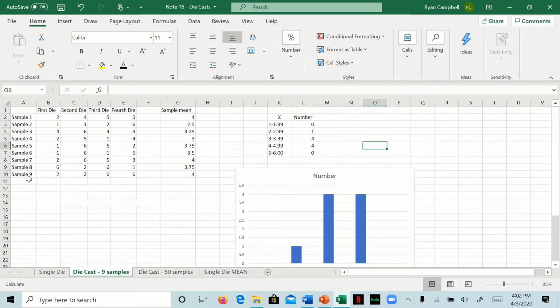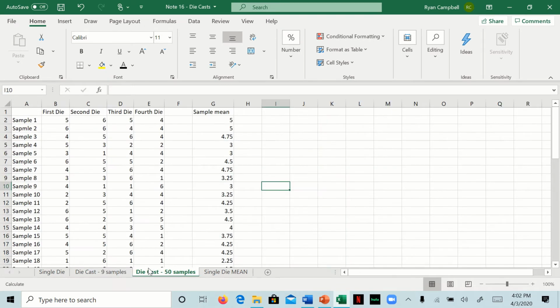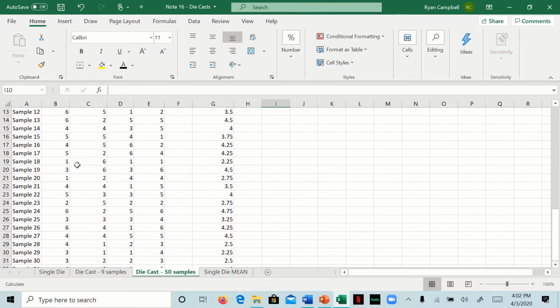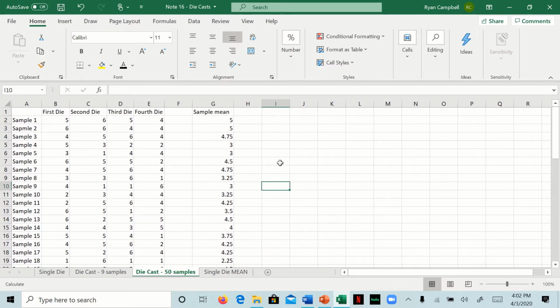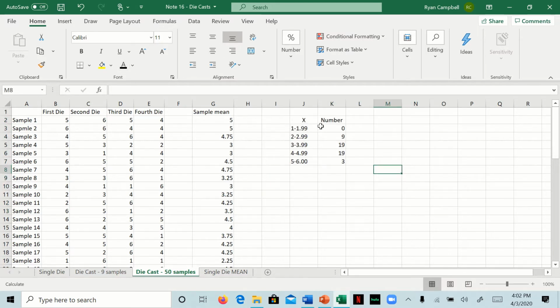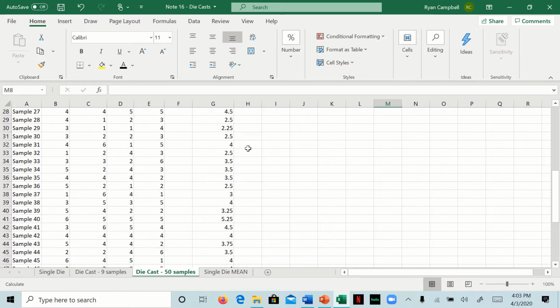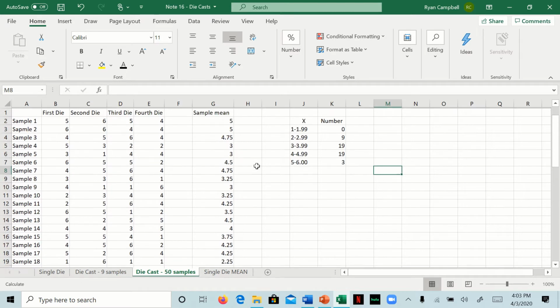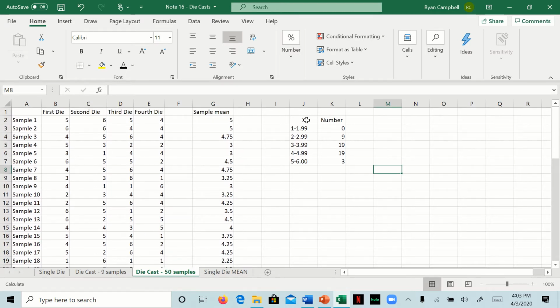Well, maybe the sample size was too small. Maybe 9 is not a big enough sample size. Let's try 50. If you notice what I did here, I did it the exact same way. We just did it 50 times. I let the Excel sheet count how many are in each interval. If you really want to, you can pause the video and count how many are in between here. Make sure it's the same as mine.